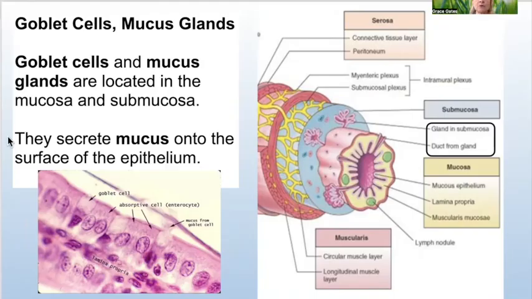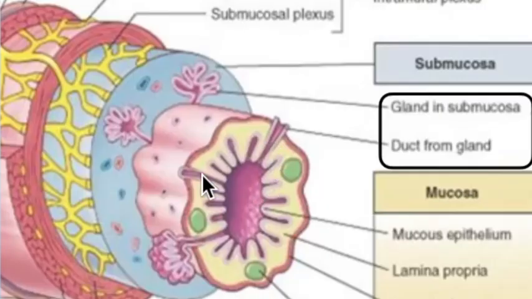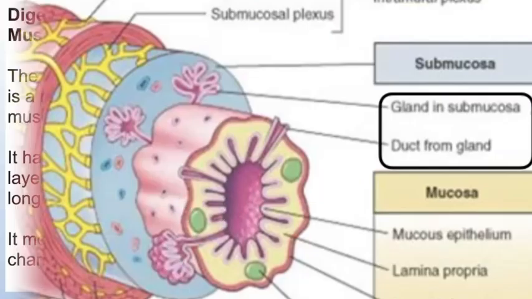Goblet cells and mucus glands are located in the mucosa and submucosa. They secrete mucus onto the surface of the epithelium of the digestive tract. This little histology picture shows a goblet cell, and this cartoon over here shows a submucosal gland with a duct that reaches to the surface of the epithelium.